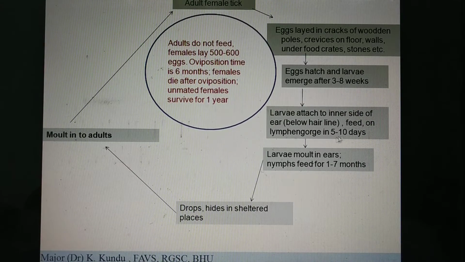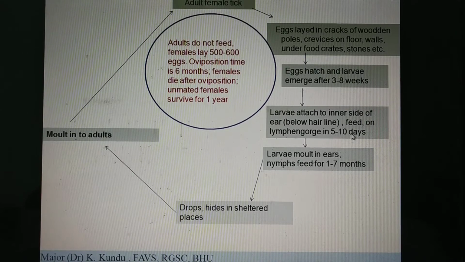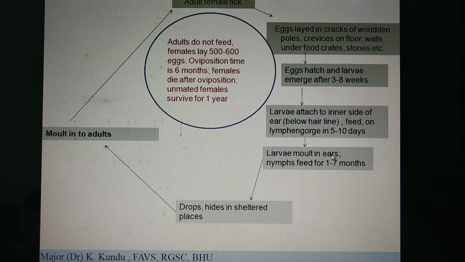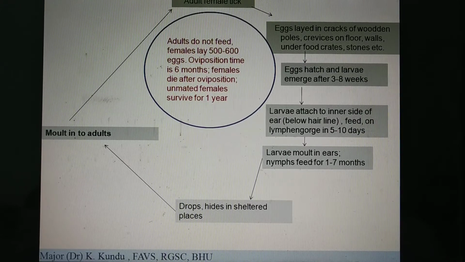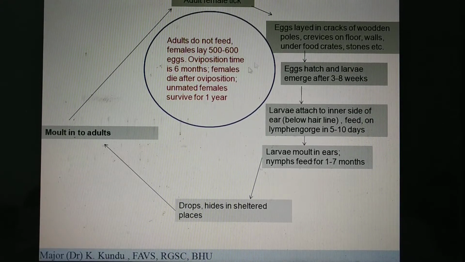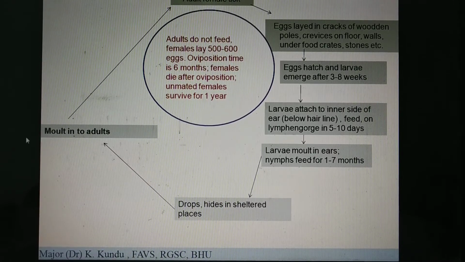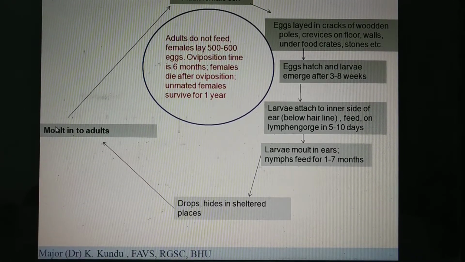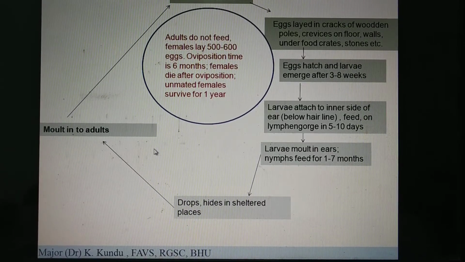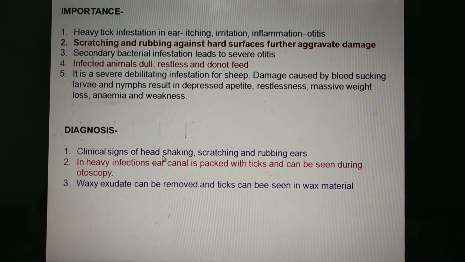They will feed there, and after 5 to 10 days they will engorge and become nymphs. The nymphal stages can feed and stay in the ear for 1 to 7 months. After the nymphal stage, after up to 7 months, they will drop, molt into adults in the shelters, and this life cycle will continue. Okay, now what is the importance of these ticks?